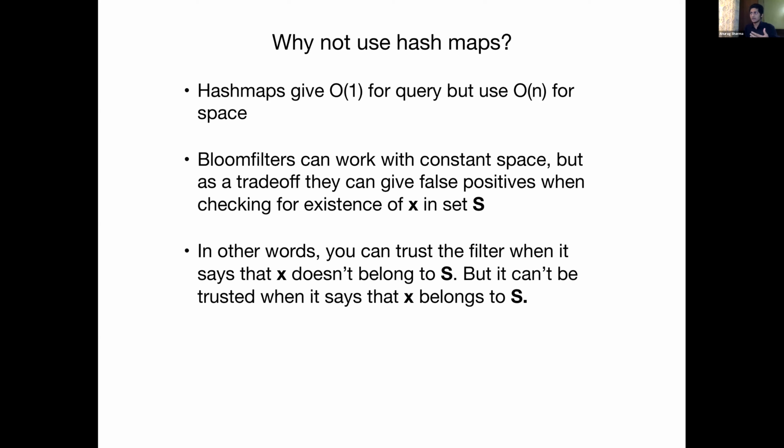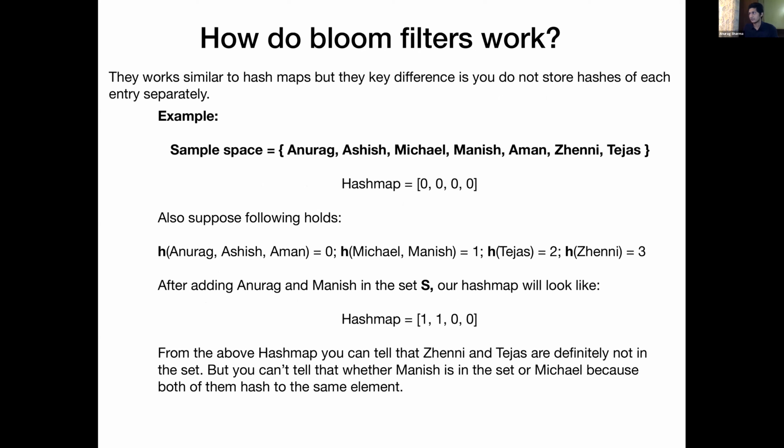So how would you go about implementing a Bloom filter? Very simple. You build on top of what a hash map already is. Bloom filters work similar to a hash map, but the key difference is you do not store the hashes of each entry separately, and you allow for collision. Let's go with an example. Suppose this is my total sample space: Anurag, Ashish, Michael, Manish, Aman, Zeni, and Tejas. Suppose I only allocate a hash map of size 4, and my hash function only cares about the first letter. So Anurag, Ashish, and Aman are all mapped to 0, Michael and Manish are mapped to 1, Tejas is mapped to 2, and Zeni is mapped to 3.